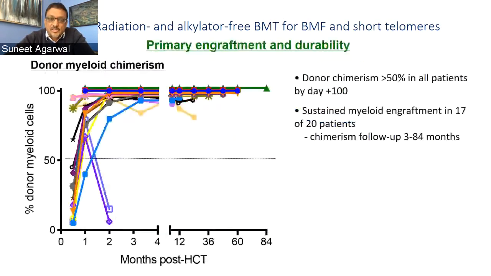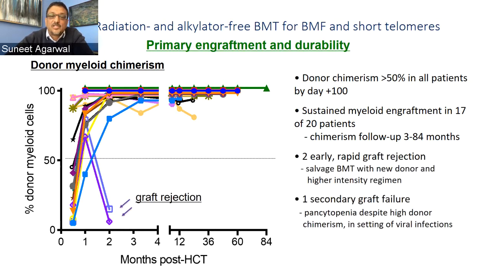Getting back to what happened with the patients, the main thing that we want to know is whether or not these patients had durable myeloid engraftment over the course of time. This is a graph showing all 20 patients. All of them, in terms of protocol criteria, met donor chimerism criteria by day 100. And 17 out of the 20 had sustained myeloid engraftment defined both by myeloid chimerism and also maintenance of the ANC. The chimerism follow-up is from 3 to 84 months.